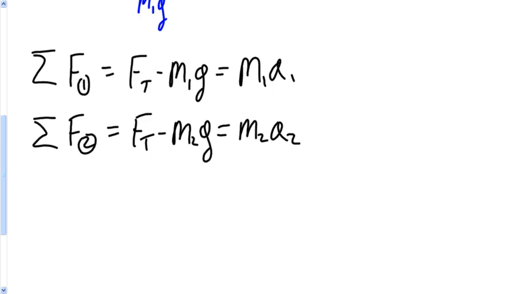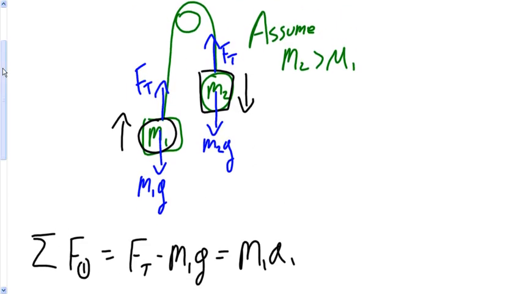Now I want to go back up and look at the Atwood machine. What I know is if this string's taut, and M2 is pulling down, it's going to pull M1 up. Also, if it's taut, the rate that M2 is going down should equal the rate that M1 is going up. So from just thinking about it, we get the idea that the acceleration of 2 going down should be the same in magnitude as the acceleration of 1, but they should be in opposite directions.